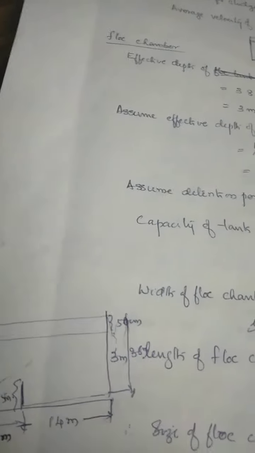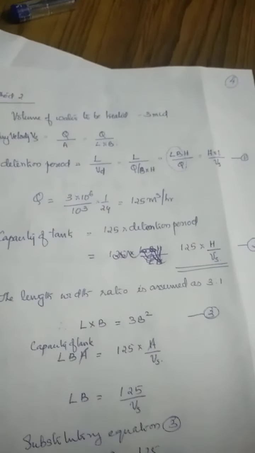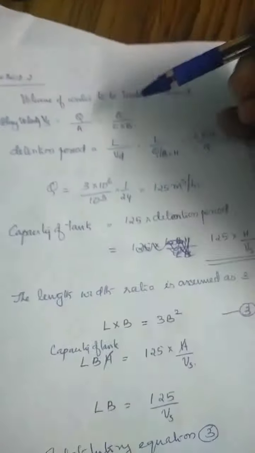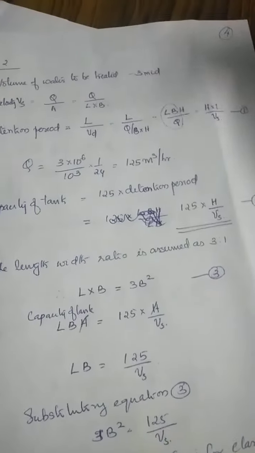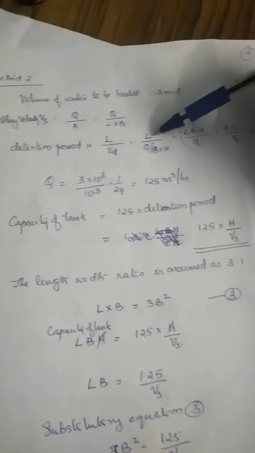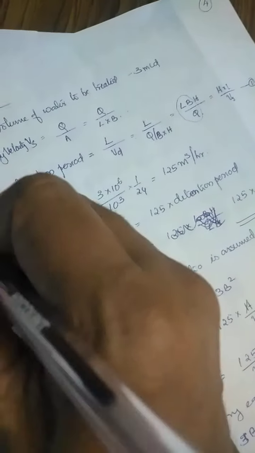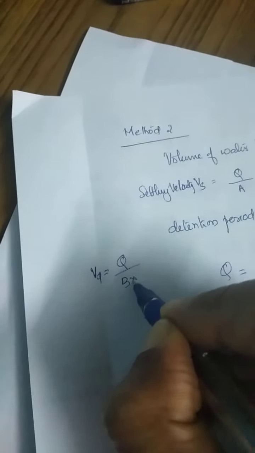Okay, this is the first method. Next one is the second method. I think it is easy for you. Settling velocity Vs is equal to Q by A, where A is L into B. Detention period is L by velocity of displacement. Here velocity of displacement is taken as Q by B into H. Displacement velocity is always downwards.